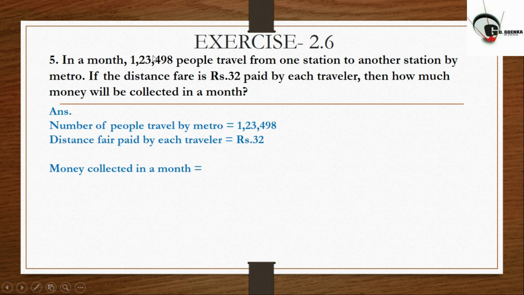But here the number of people is large. Even the distance fare is rupees 32, it is not a round figure. So which operation do we have to do, children? As I did, 10 plus 10 plus 10 plus 10 plus 10 is equal to 50. Instead of doing addition, I can do another operation. What is that? Repeated addition. What is repeated addition, children? Multiplication. Yes, of course. So we need to use the multiplication operation in this question.